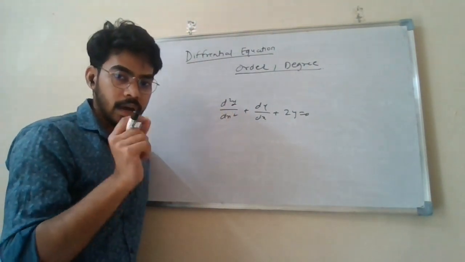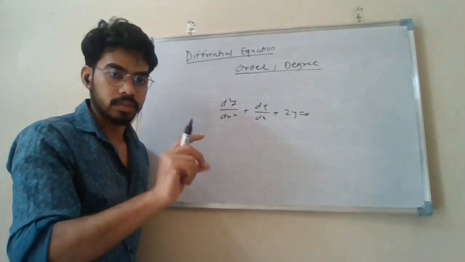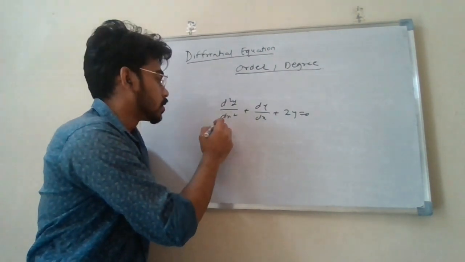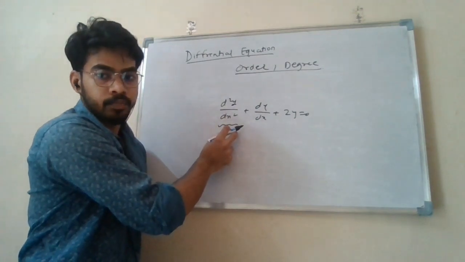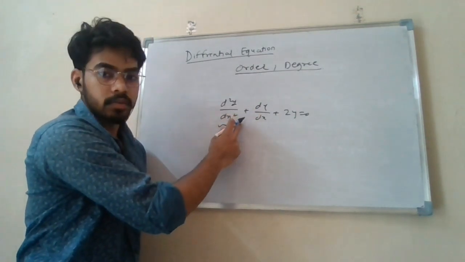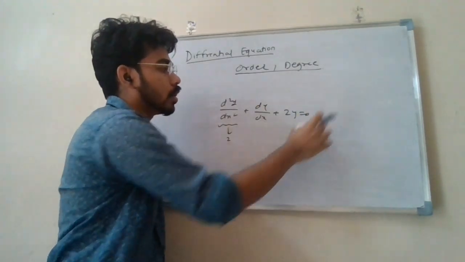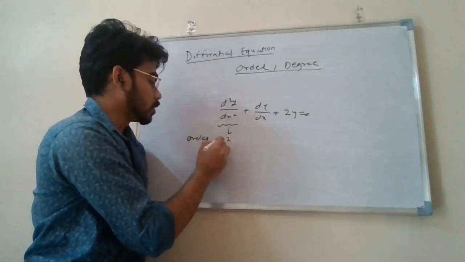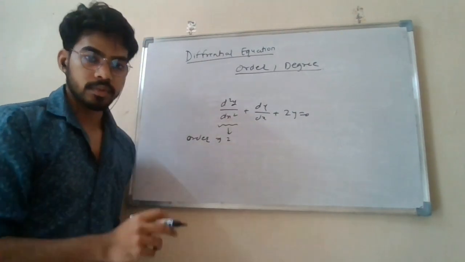First, we have to find the highest order derivative in the differential equation. Here dy by dx and here d2y by dx square. This is my highest order derivative term, and its order is 2. It's the second order derivative. That's why the order of the whole differential equation is 2. So in this way, we have to find the order of the differential equation.